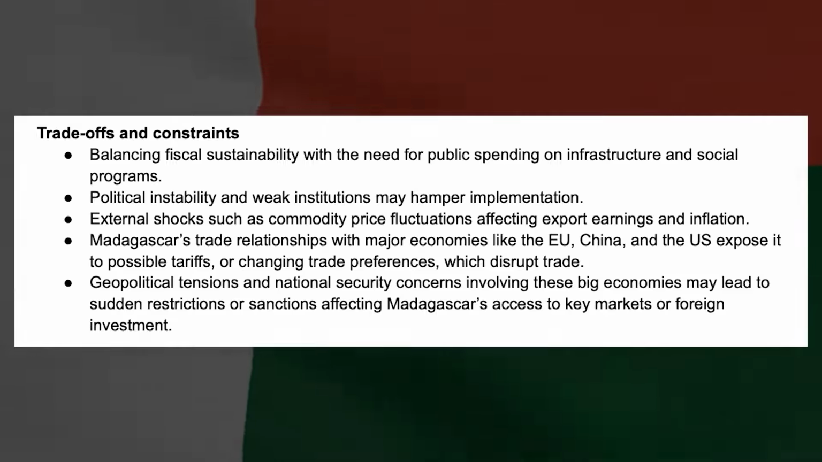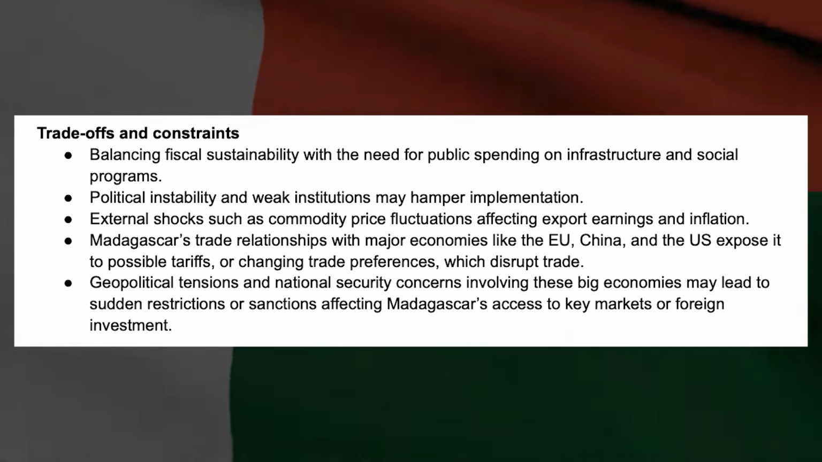Madagascar's trade relationships with major economies like the EU, China, and the US expose it to possible tariffs or changing trade preferences, which disrupt trade. Geopolitical tensions and national security concerns involving these big economies may lead to sudden restrictions or sanctions affecting Madagascar's access to key markets or foreign investment.